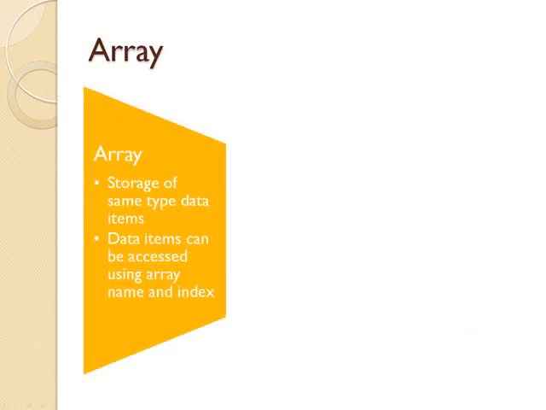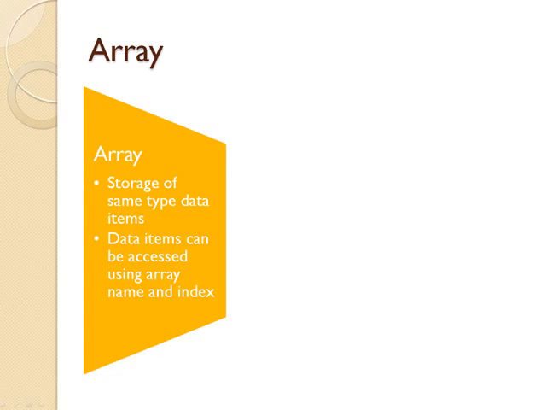What is an array? An array is used to store data items. The items need to be of the same data type. For example, in an array, if you're storing integer numbers, all the numbers have to be integers. Similarly, in an array, if we are trying to store characters, all of them need to be characters.